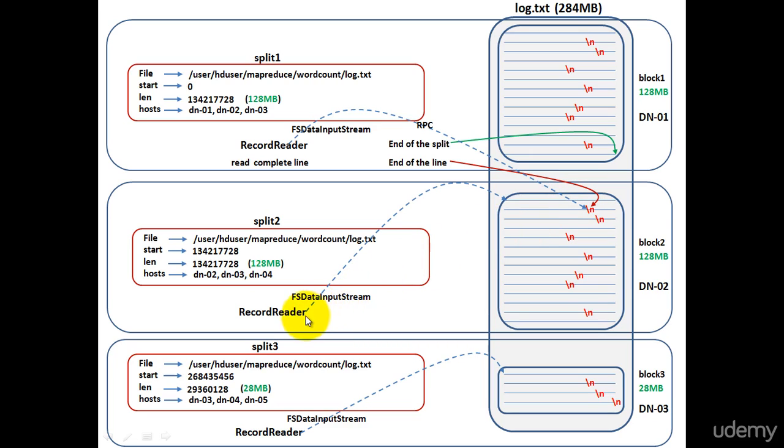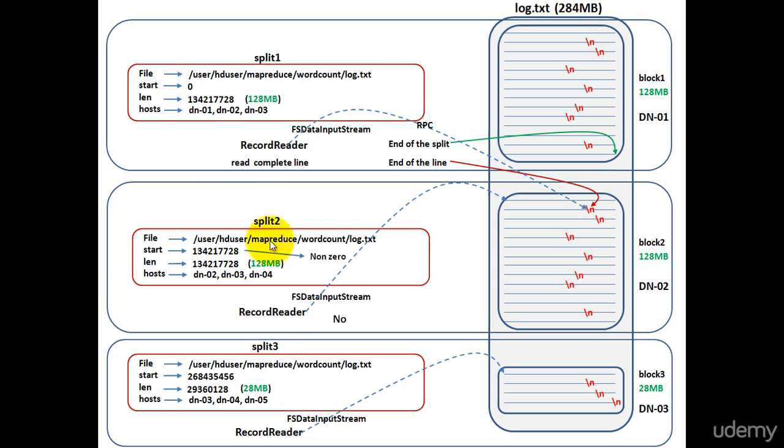Now what will the record reader in the second map task do? Will it read the data that has already been read by the record reader of the first map task? No, it will not read the data once again. Record reader in the second map task will check its offset. Here the offset is non-zero. Earlier we saw that only the offset of first split is 0.